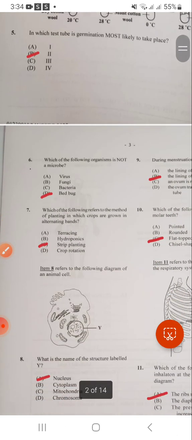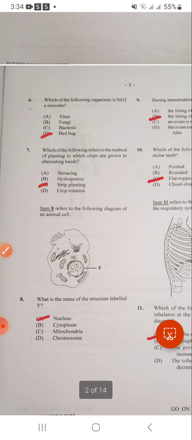Question number 6. Which of the following organisms is not a microbe? The answer is the bedbug. D. Question 7. Which of the following refers to the method of planting in which crops are grown in alternate bands? The answer for that one is strip planting. C.